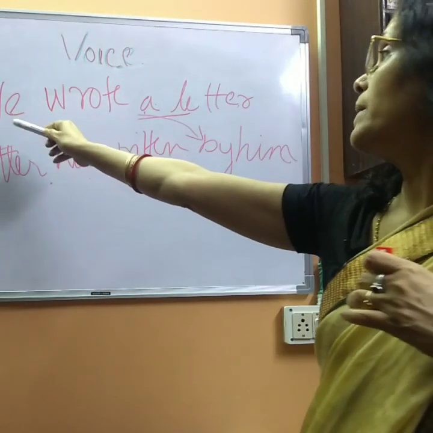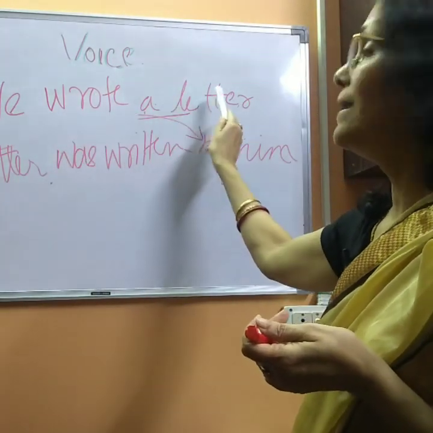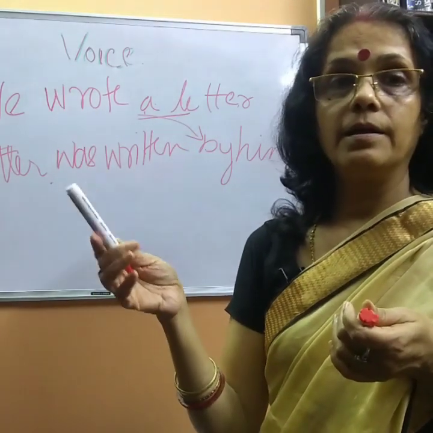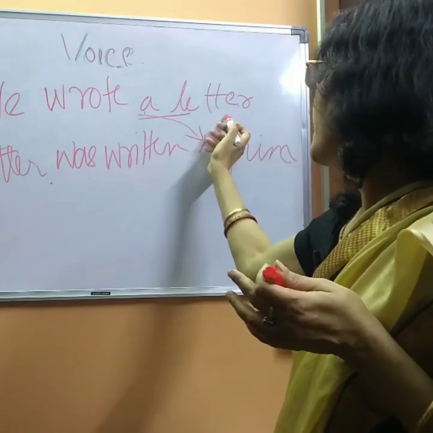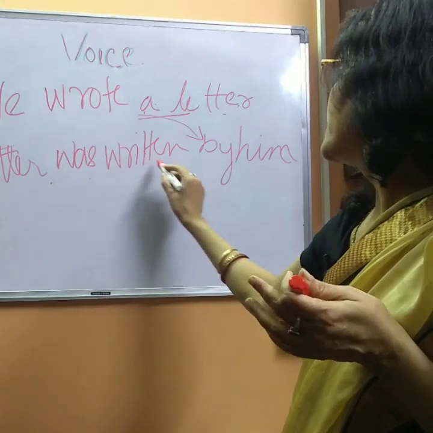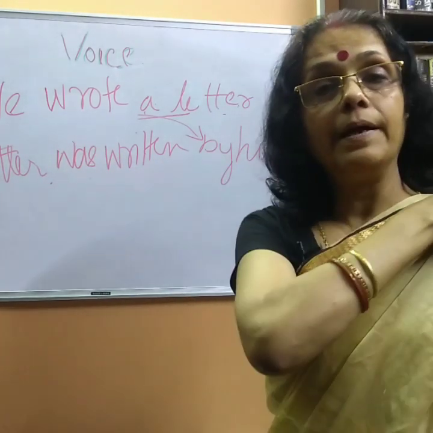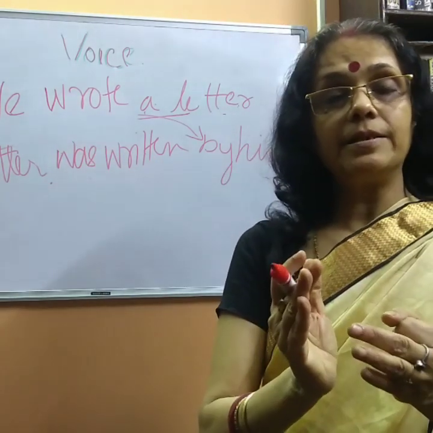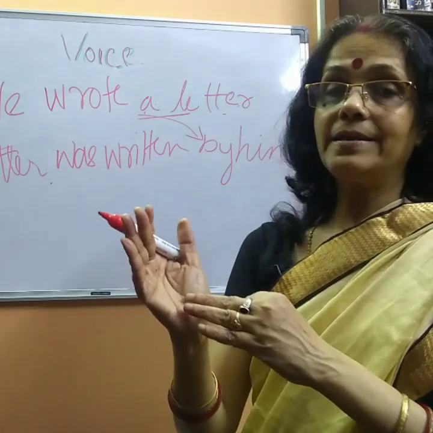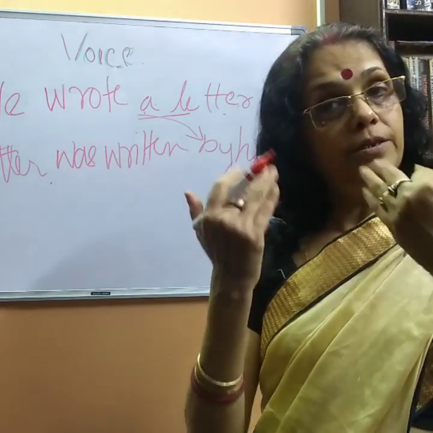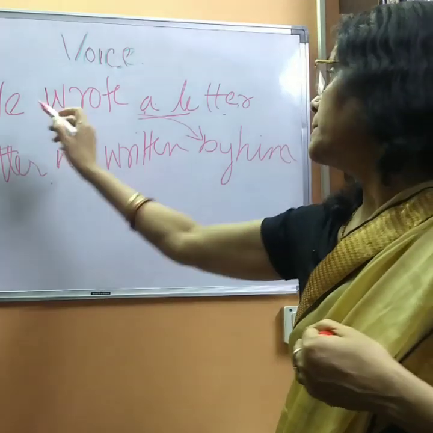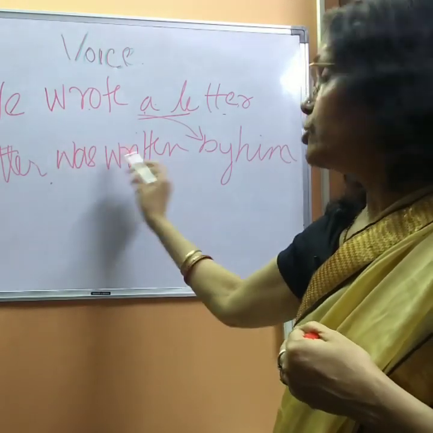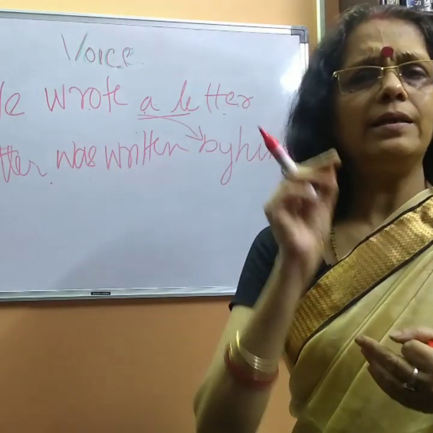This is your simple past form. He wrote a letter. Simple past. So what will your answer be? A letter was written by him. It's as simple. In simple present it was, he writes a letter, is written. The verb changes into is written. In simple past, wrote changes into was written. So only a little bit of change.